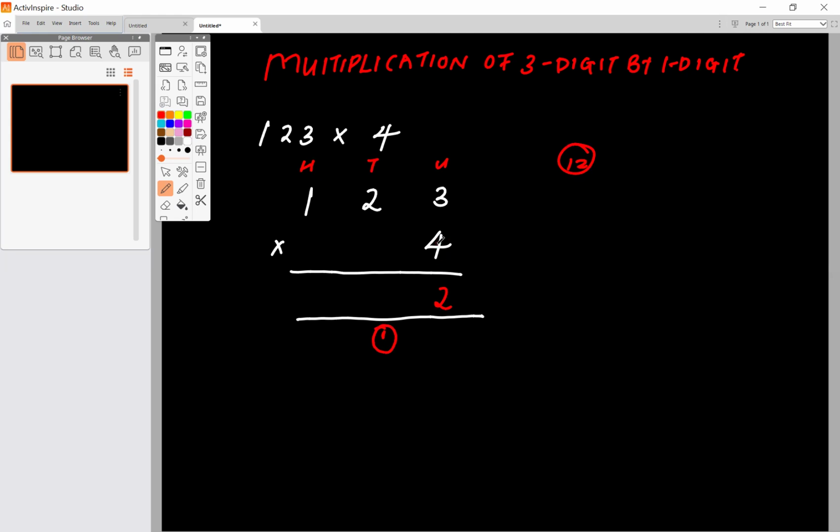So let's move on. Let's go to the tens. We have 4 multiplied by 2. 4 multiplied by 2 is 8, plus the 1. Don't forget about this one. Plus the 1, simply 9. So this is 9. So let's move to the hundreds place. We have 4 multiplied by 1, we have 4. And our answer is 492. Okay, let's move to the next question.